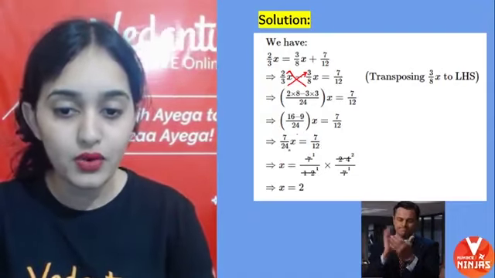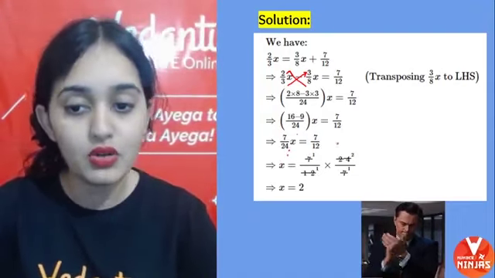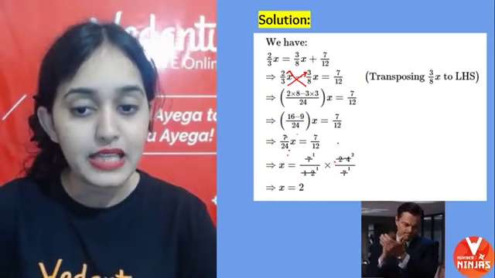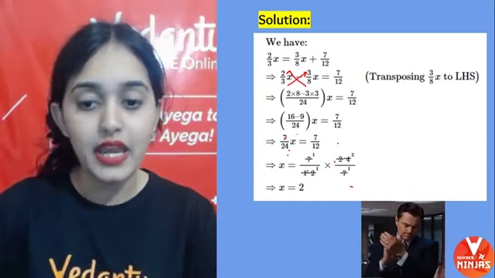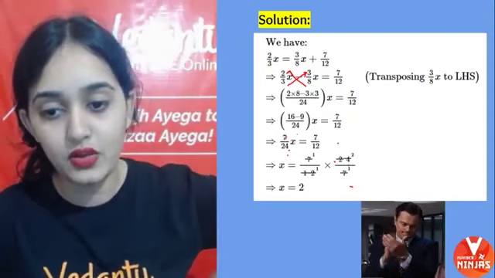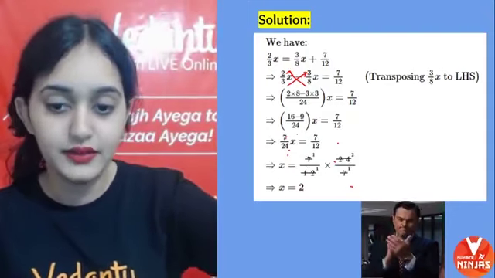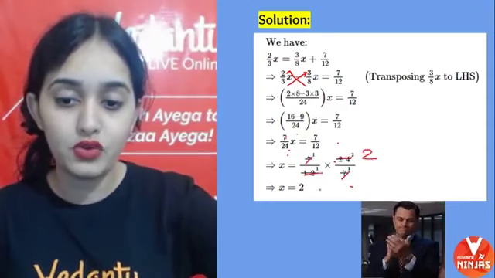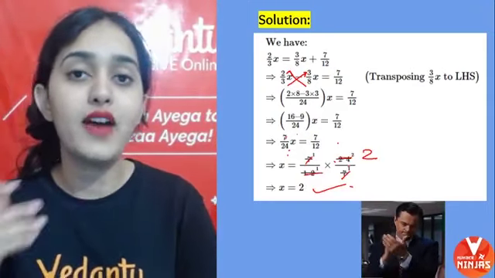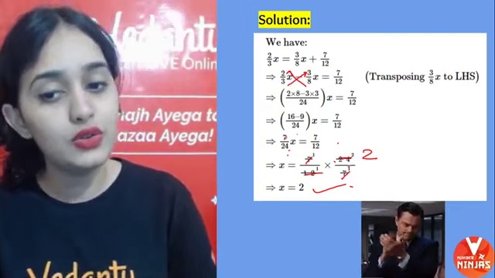Now this 24 is in division. When it will go to the other side, it will be multiplied. 7 is on multiplication. So when it goes on the other side, it will get divided. So x will be equal to 7 by 12 into 24 by 7. So this is nothing but 7 1 the 7. 12 2s are 24, so we got only 2. So x value is coming out to be 2.